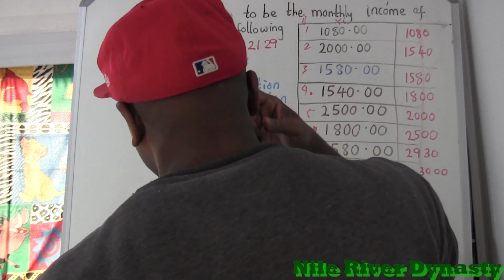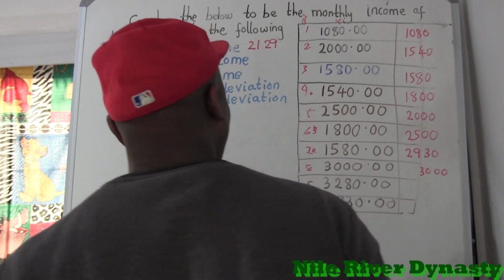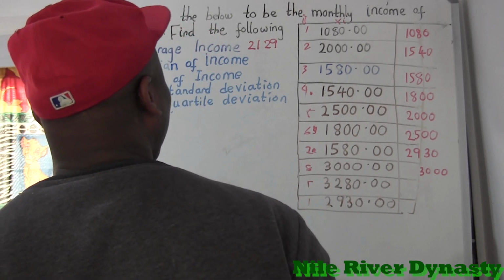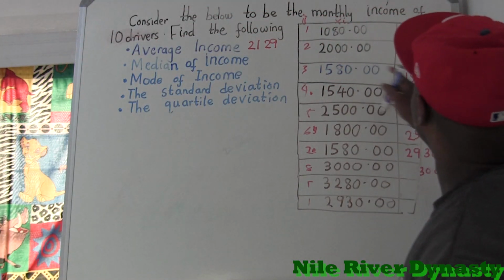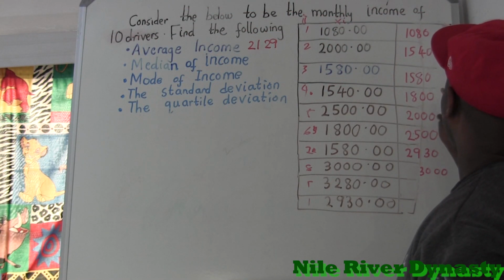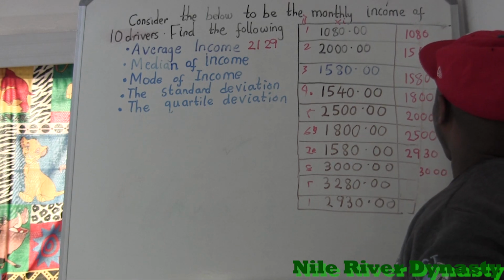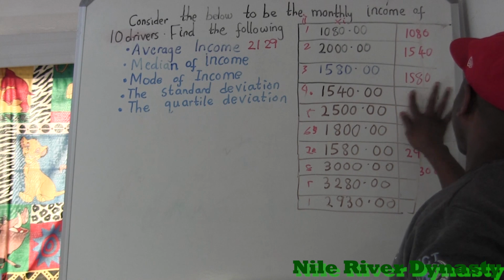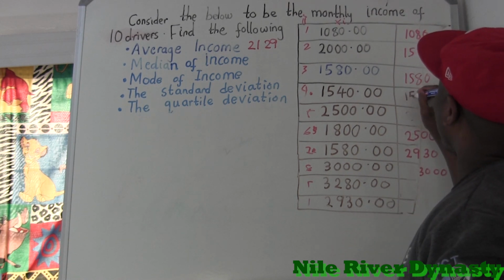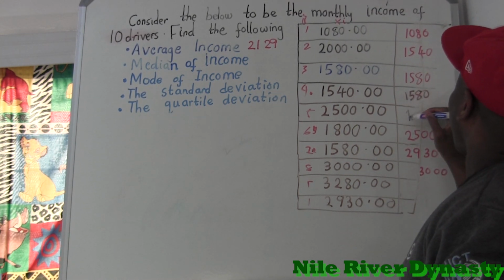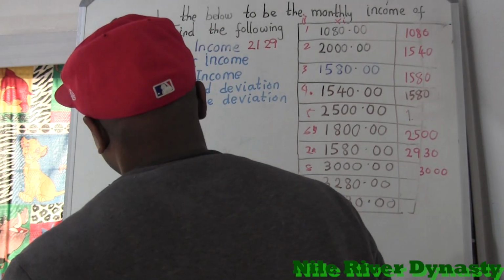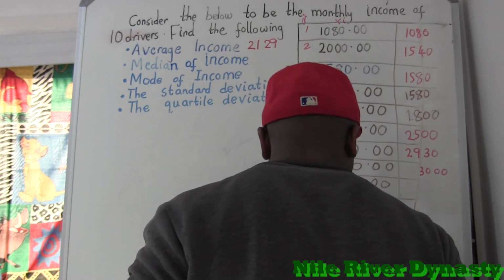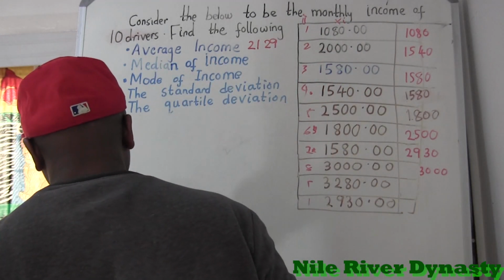Okay, we got 1080, 1540, and then 1580. But we have two 1580s, so this one here should be 1580. So I have 1580, two of them. After 1580, 1800. And then after 1800, 2000.